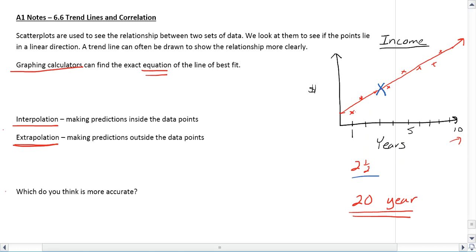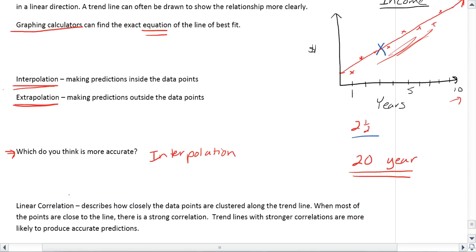So the question then is, which do you think is more accurate? And if you said that interpolation was more accurate, you would be right. It's just a lot safer to make predictions inside these data points, because it's already proven what happened before and after it. Once you get outside the data points, however, a lot more unknown factors can come into play. So please know those two words.